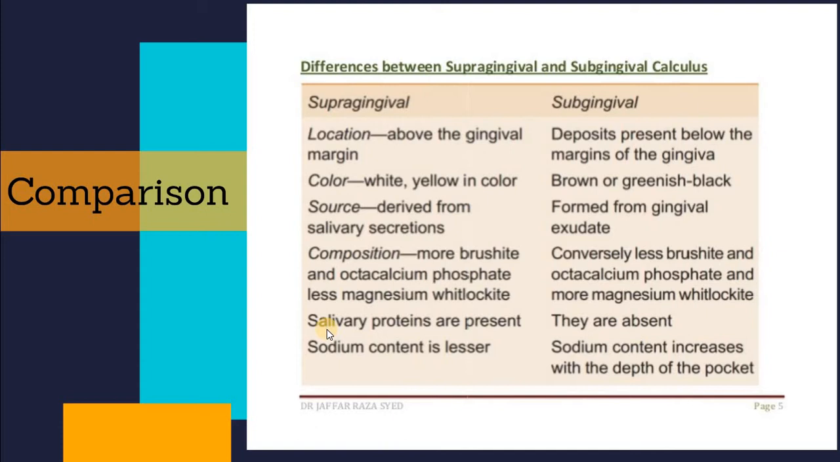In the supragingival calculus, salivary proteins are present, while in the subgingival one, they are absent. Also, the sodium content is lower than in the subgingival calculus, because it increases with the increase of the depth of the pocket.